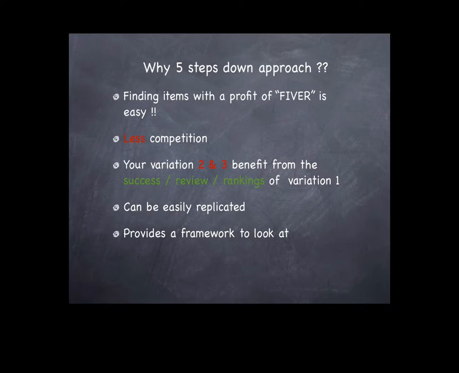First of all, finding an item which makes just £5 in net profit is quite easier compared to finding an item which makes 10 or 15 or 20 pounds. It is quite obvious. It has less competition because some people would always go for the higher profiting items, and they would just leave the items which probably make only £5. So it is quite possible that you would face less competition.